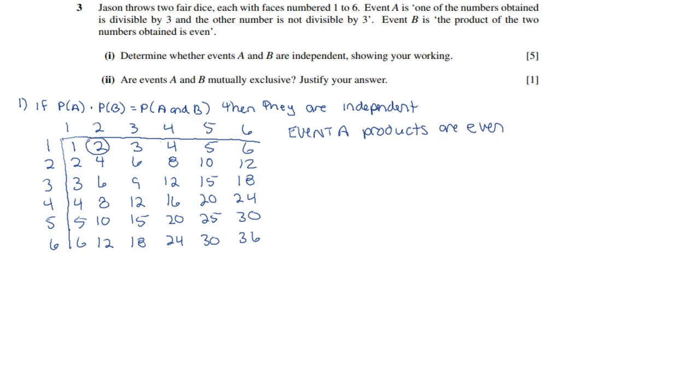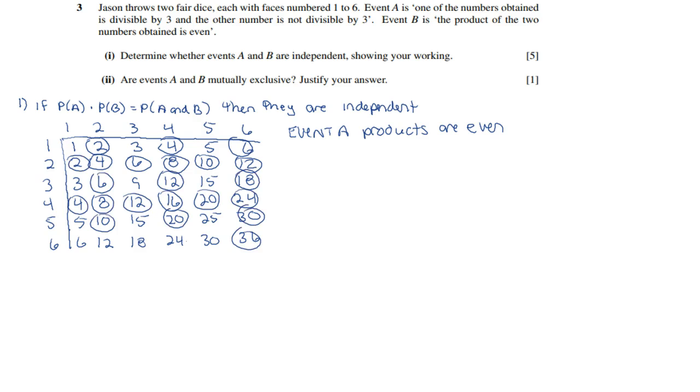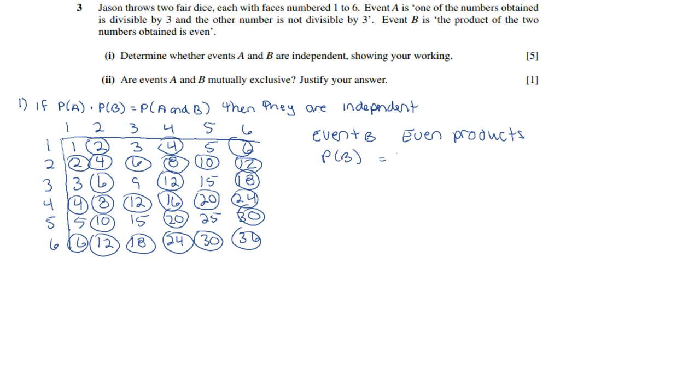So the products are even. We circle those, and then we count them all up, and we figure out how many we have, and we divide it by 36. Oh, I'm sorry, event B is the even products. So if we take these, you'll find out that we've got 27 out of 36, so the probability is going to be 3/4 that it's even.